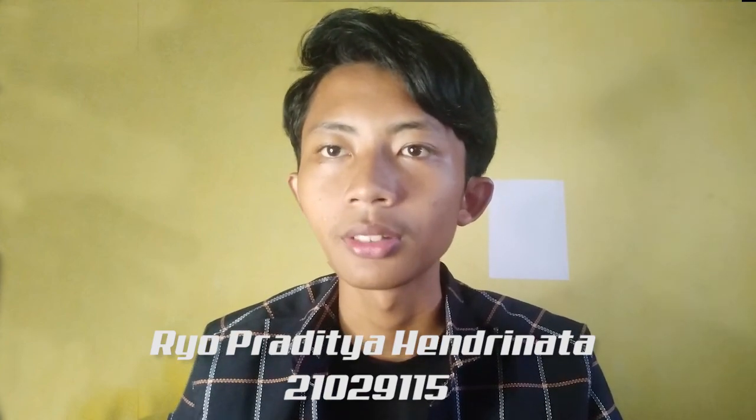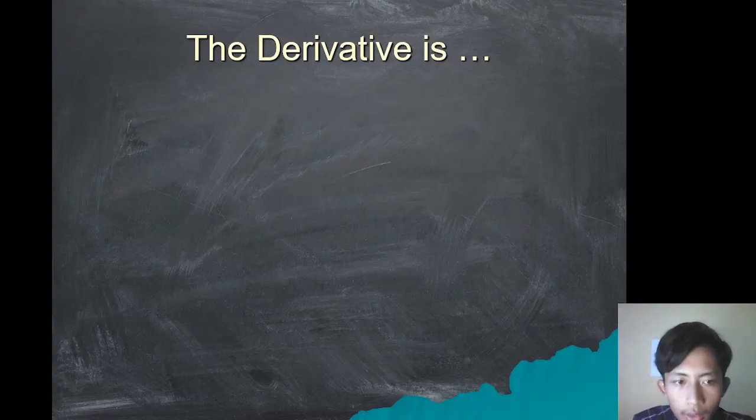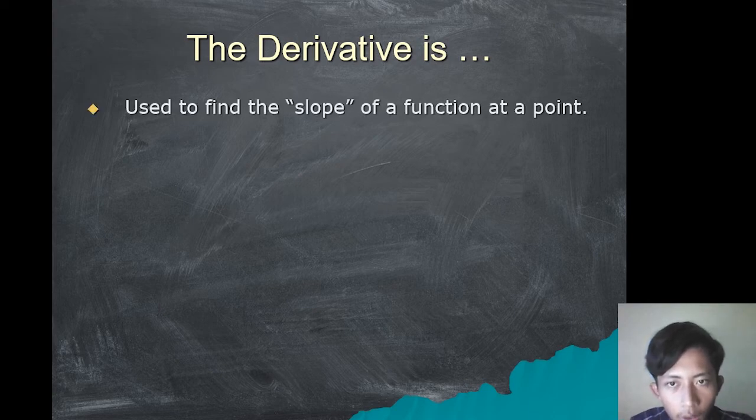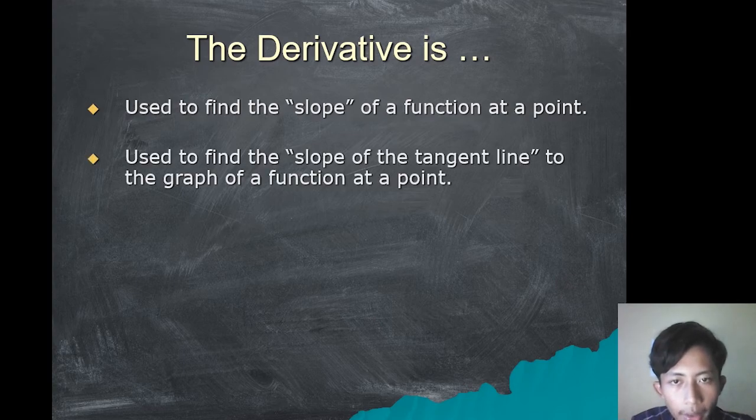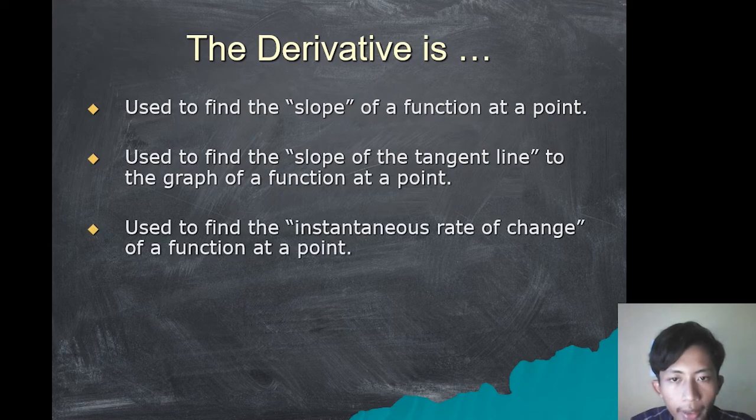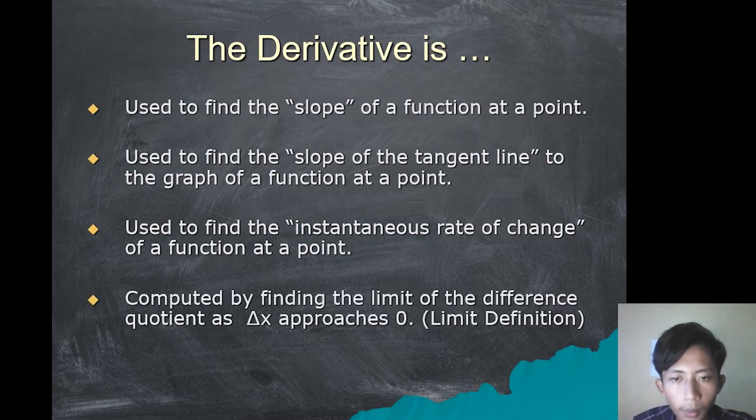I will explain about derivative. Okay, the next, what is the derivative? The derivative is used to find the slope of a function at a point, used to find the slope of the tangent line to the graph of a function at a point, used to find the instantaneous rate of change of a function at a point, and then computed by finding the limit of the difference quotient as delta x approaches 0, or limit definition.